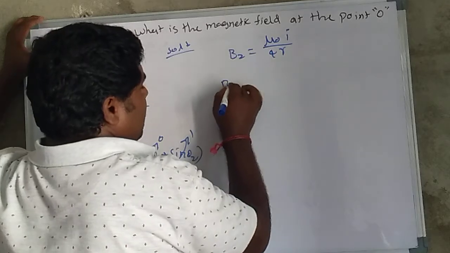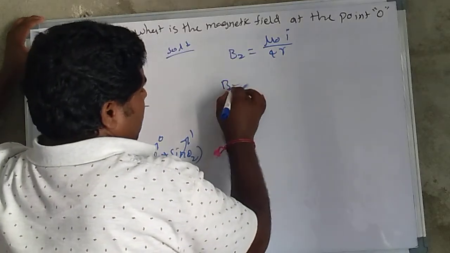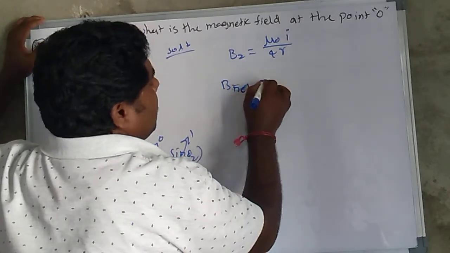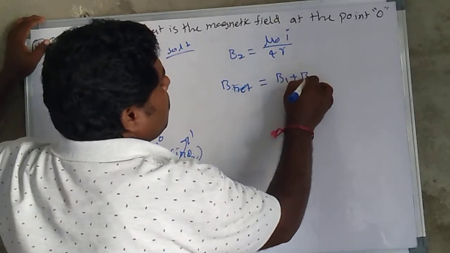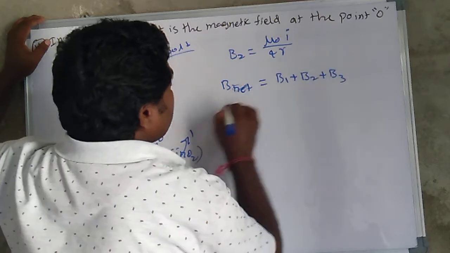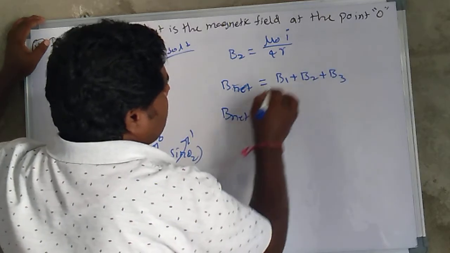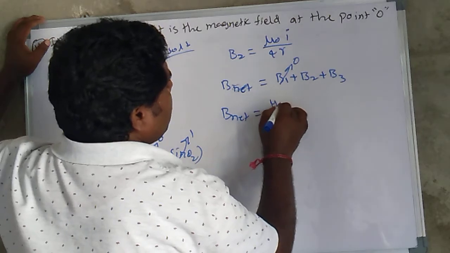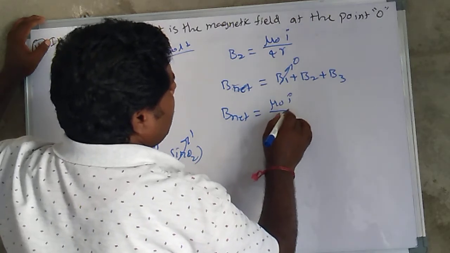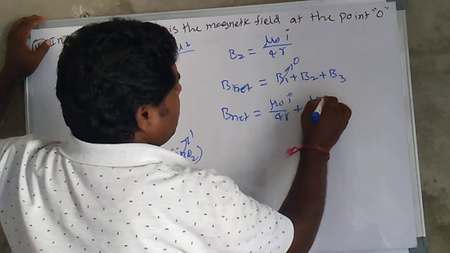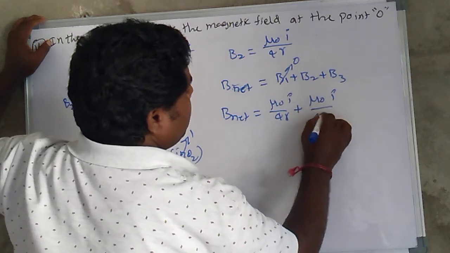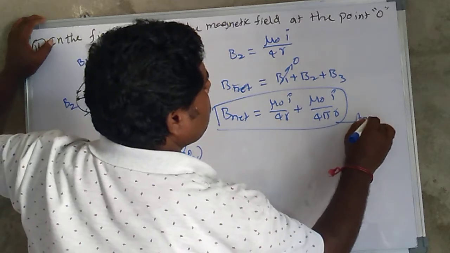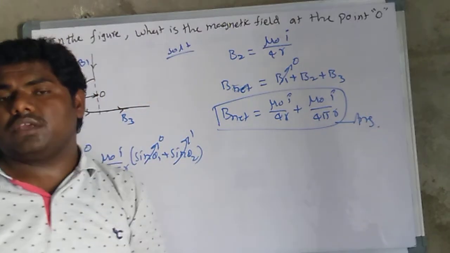Net magnetic induction is equal to B1 plus B2 plus B3. Here B1 becomes 0, B2 is mu naught I divided by 4R, plus B3, mu naught I divided by 4 pi R. This is the answer to the question.